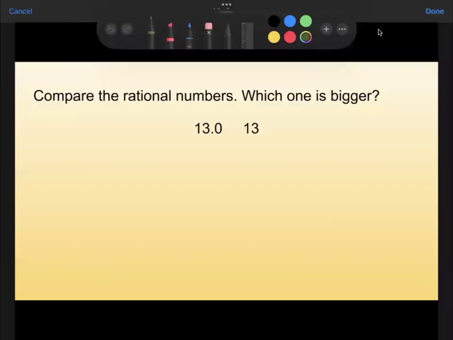So to that whole number, I'm going to add a decimal, and I'm going to add a 0 in the tenths place because it has no tenths. So I'm just going to go ahead and do that. That way they're both decimals that go out to the same place value. Now we can see after I did that they're exactly the same. So these are actually equal to each other. 13.0 is the same as 13.